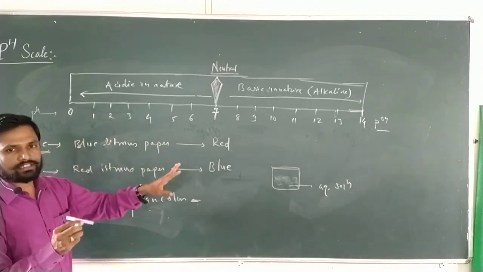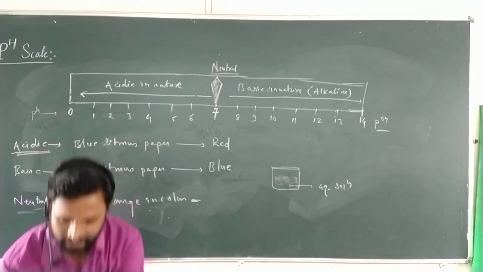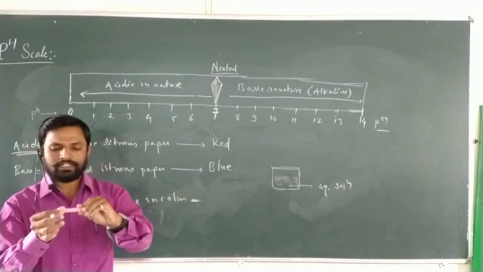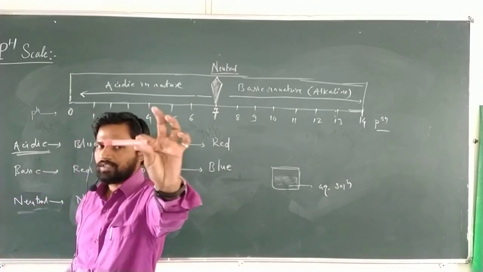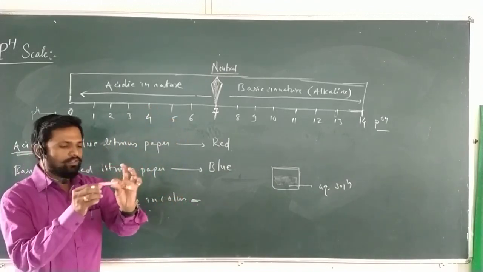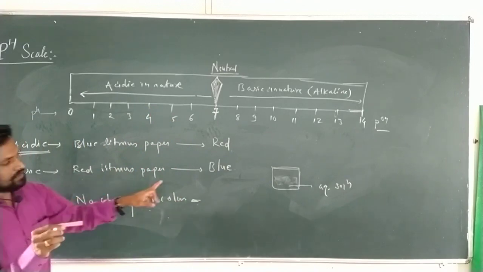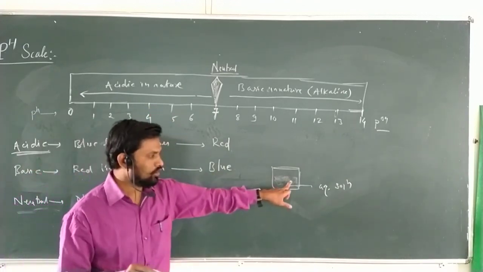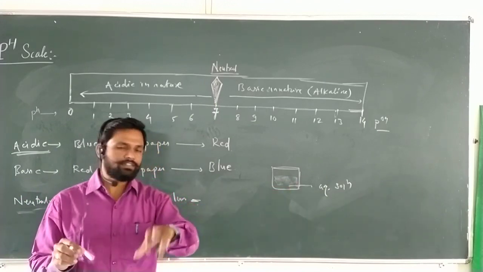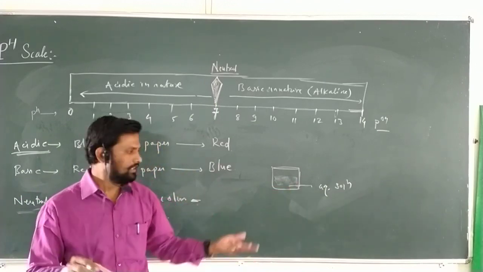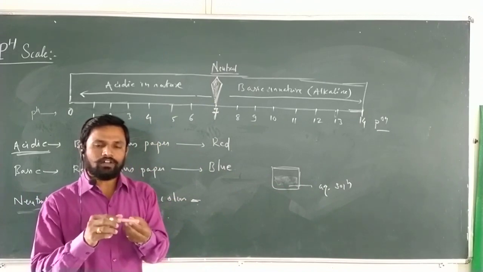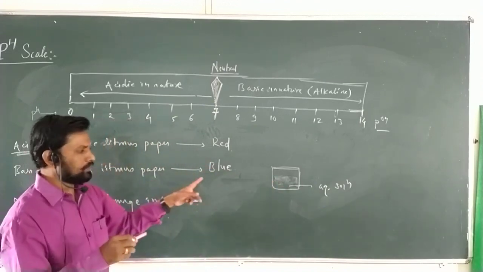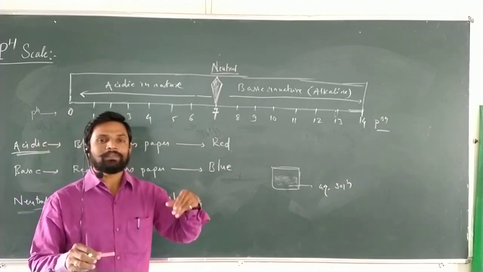If it does not turn, let us check with the red litmus paper. Now take one more paper, this is the red litmus paper. If the red litmus paper turns blue, that will be basic in nature. If the drops put on the blue litmus paper do not turn it, that is not acidic in nature. Take one more litmus paper, red, and put the same solution on it. If it turns blue, we can say that it is basic in nature.